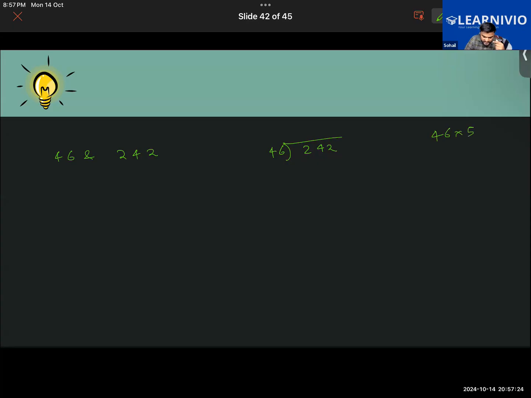46 times 5 equals? 46 fours, we are not going to take that. That one will be very small. 46 fives are 230. Okay, Habib, 46 sixes will be 276. So that will be a bigger number that we can't take. So we are going to take 230 and subtraction will be getting 12. Okay. So we are getting 12 now.